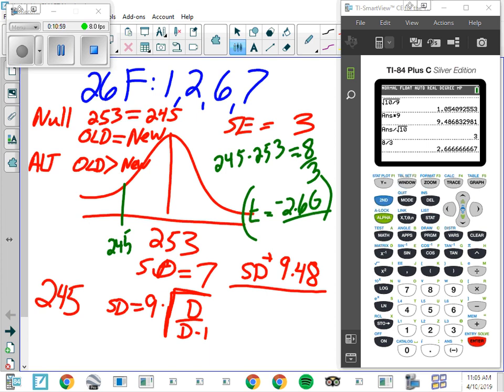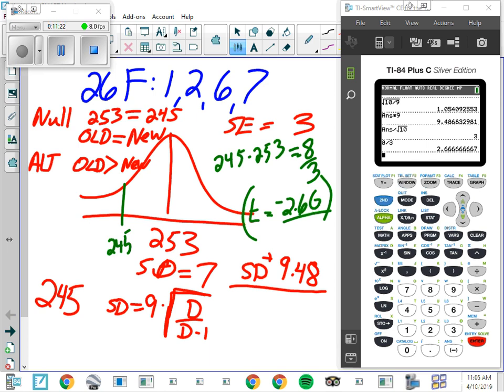Between 2.5 and 1. So if my p-value is between 2.5% and 1%, do I reject the null or accept the null? Accept the null. And I say something went wrong when I rebuilt the scale. Right?